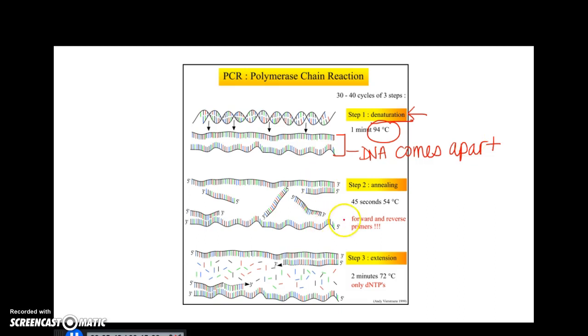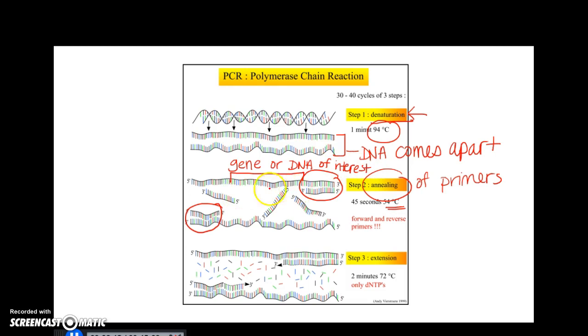Okay, now the next step is called annealing, and this is the annealing of primers. This happens at 54, so we cool the machine down, and it's going to basically allow the primers to stick. So remember, these are small pieces that bind complementary. And so if we're trying to check for a gene, we would make sure to add the primers that match with that gene. So this is the gene or DNA of interest.